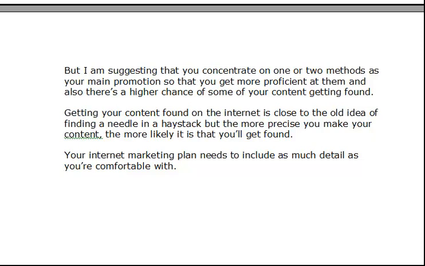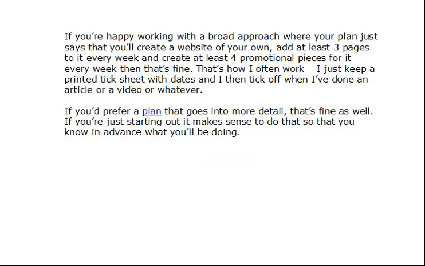And getting your content found on the internet is close to the old idea of finding a needle in a haystack. But the more precise you can make your content, the more likely it is that you'll get found, and your internet marketing plan needs to include as much detail as you're comfortable with to achieve that aim. Again, you'll know how you work, so if you're happy working with a broad brush approach, where your plan just says you'll create a website of your own, add at least 3 pages to it every week, and create at least 4 promotional pieces for it every week, that's fine.